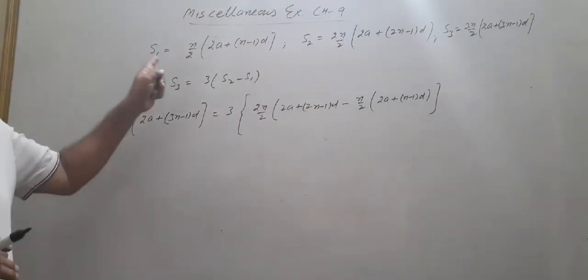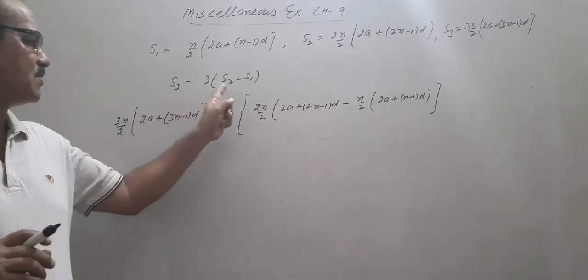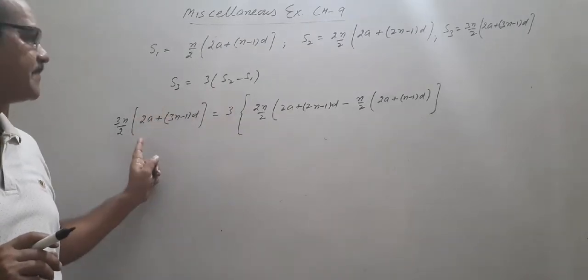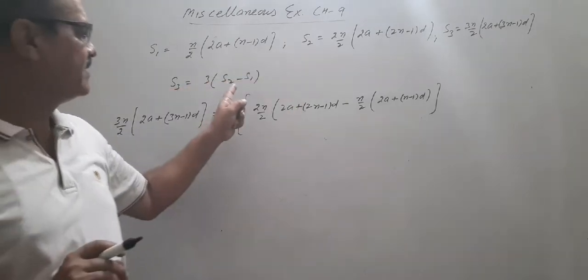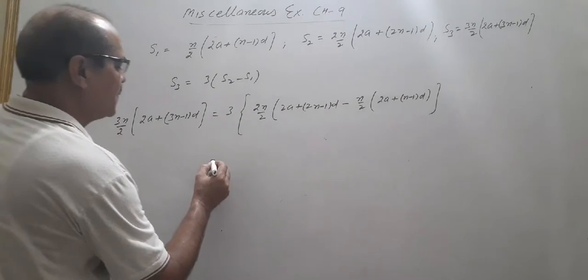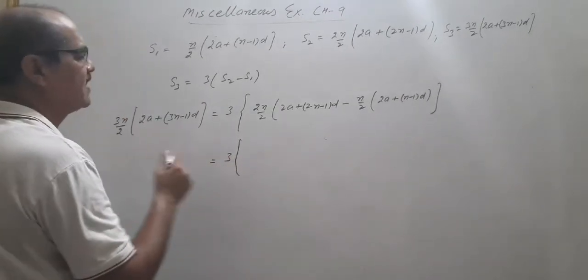See, S1 is given, S2 is given, S3 is given. You have to prove the result, S3 is equal to this much. So the left hand side is S3, and the right hand side is 3 times S2 minus S1. Now I will solve this, and after solving, you should get the result.